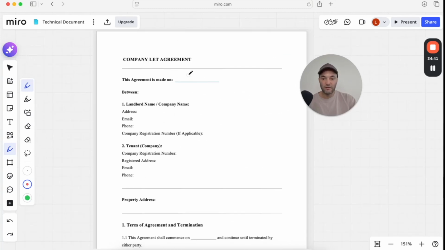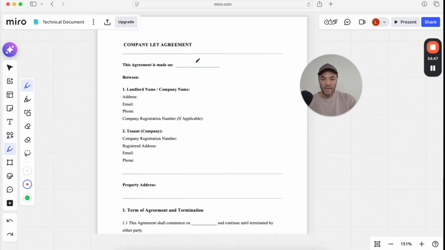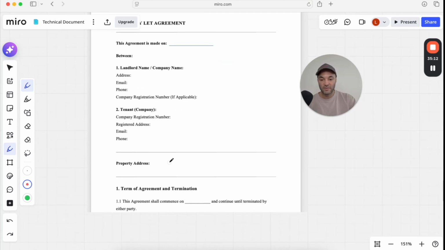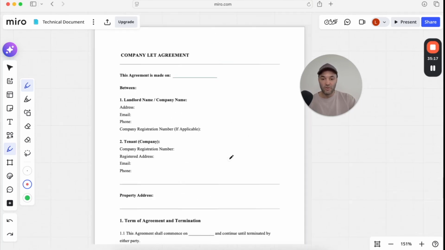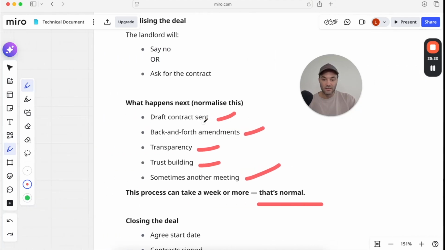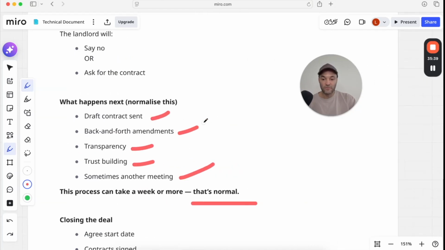It will be a very straightforward company let agreement. You'll set the date for the agreement to start. You need the landlord name, address, email, phone, registration of the company if they have a company, and here will be your information as the company tenant: registration number, registration address, email, phone, and contact information. Then you'll have the property address and then the terms of the contract. You can find contracts like this on websites like Law Depot or Simply Docs. You need a very straightforward company let agreement, and if you need to, you can amend it, you can add things or subtract things, whatever works for you and the landlord.